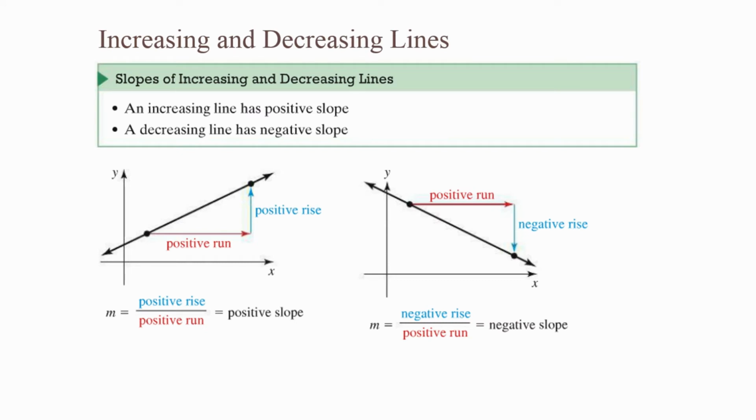Increasing and decreasing lines. If you have a line that goes up from left to right, you have an increasing line and it has a positive slope. So you have a positive rise over a positive run. If you have a line that goes down from left to right, you have a decreasing line which has a negative slope. You can have a negative rise over a positive run or a positive rise over a negative run.